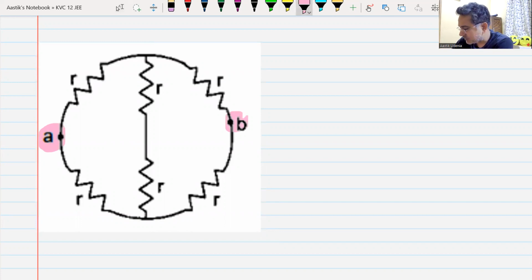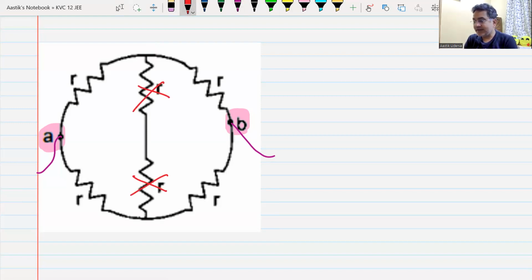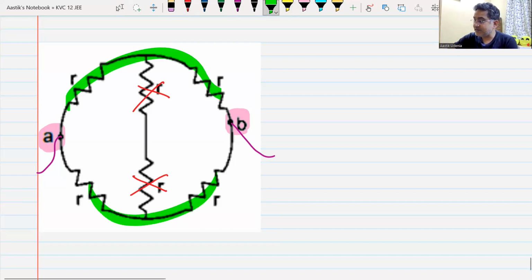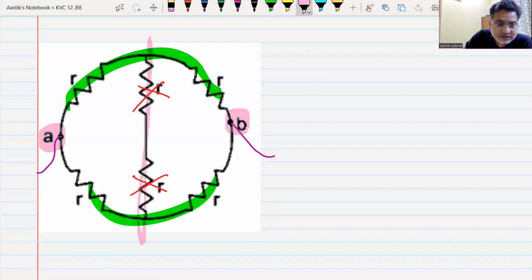You have to find the equivalent between this point and this point. And as soon as you look at these 2 points, you understand that this is a balanced Wheatstone bridge. So both of these will get cancelled. R and R come in series, R and R come in series, and they come in parallel. So the answer is simply equal to R. We understand this, everyone? Yes or no? Yes, sir.